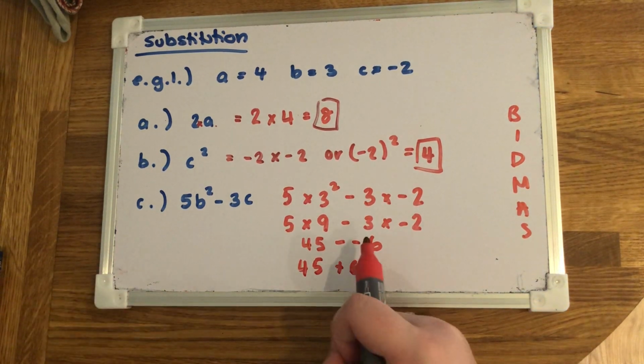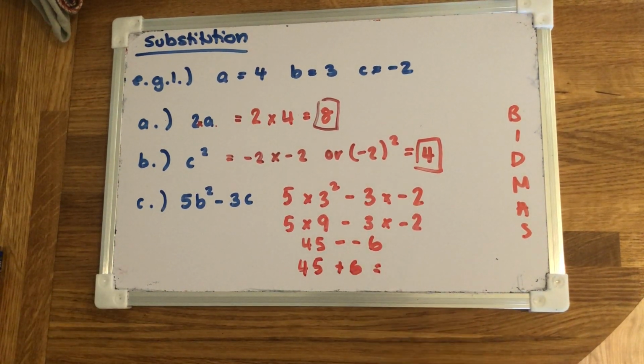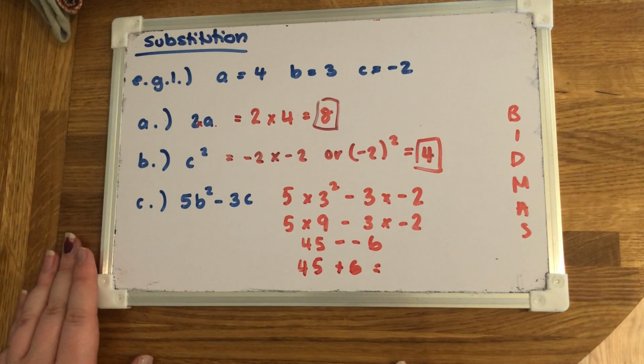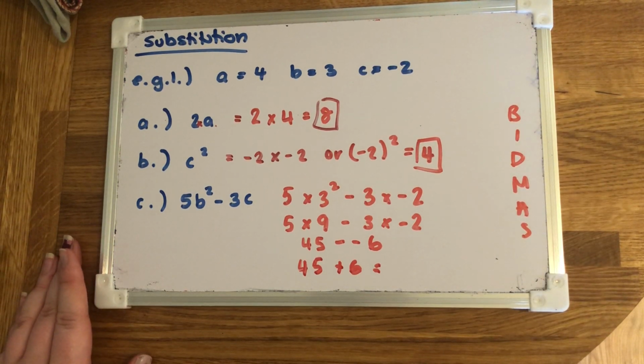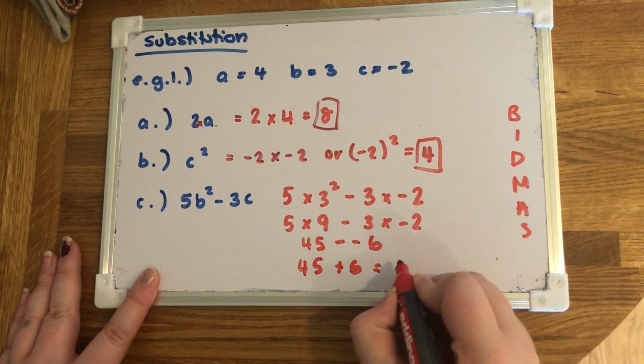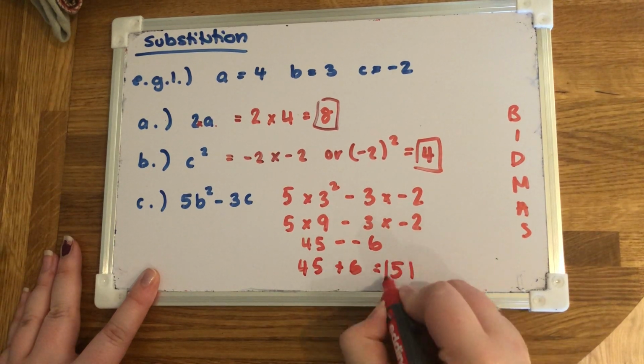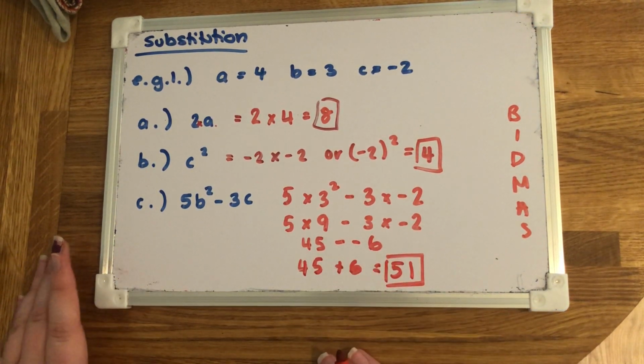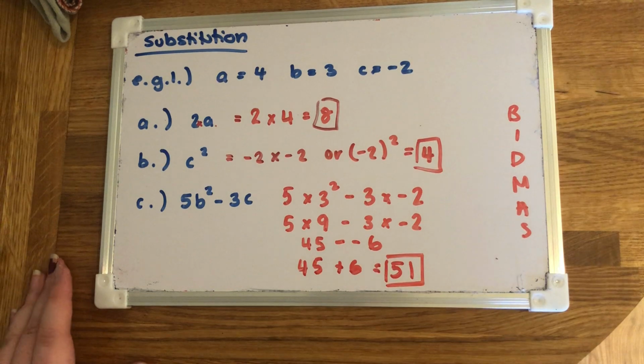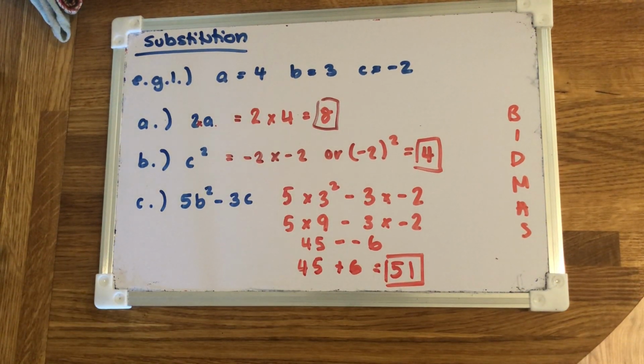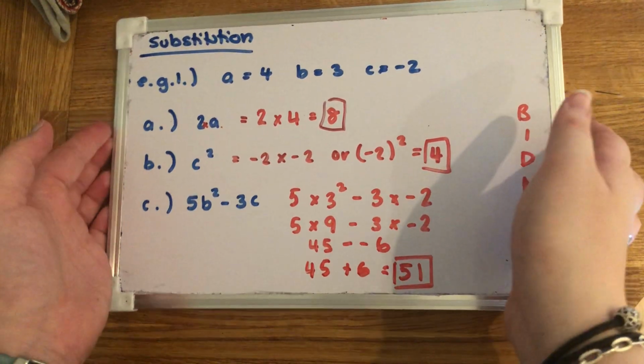I know a lot of people learn it that 2 negatives make a positive, which you can use if it helps you, but all it's saying is that if you subtract a negative, you'll add it on. So if we add those together, we get 51. So just do it step by step. If you try and do it all at once, you're definitely going to get it wrong. Okay, so I'm just going to turn over.